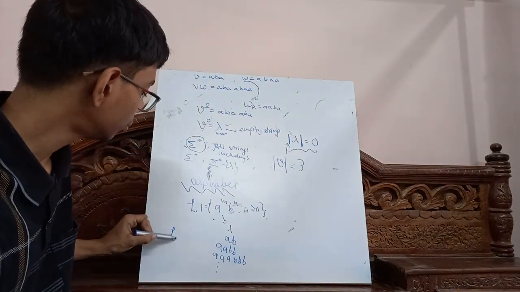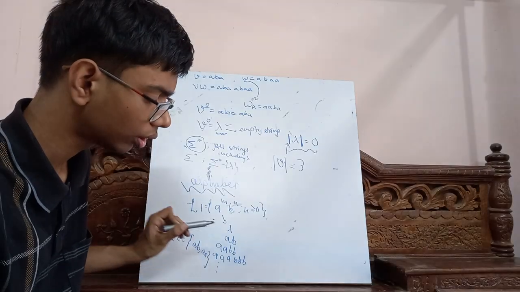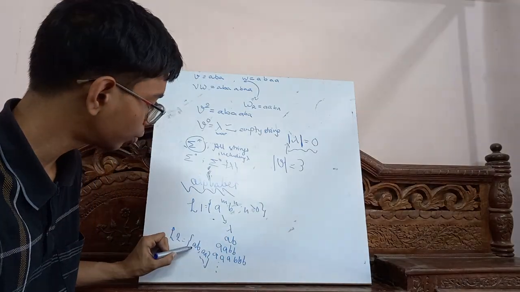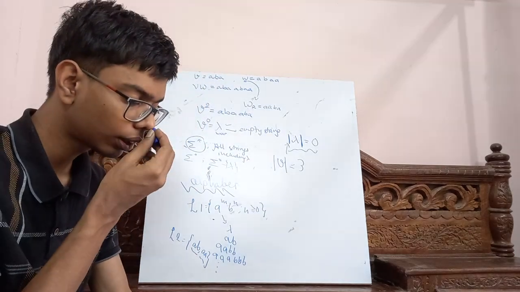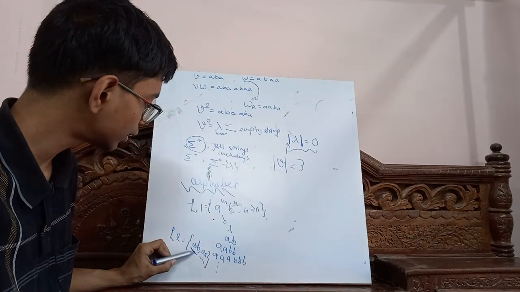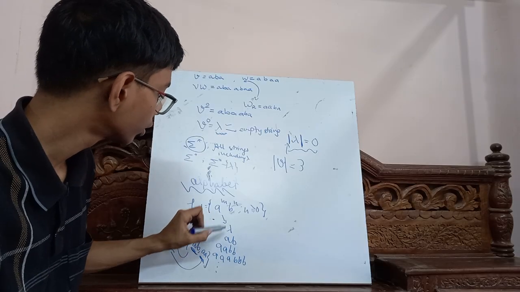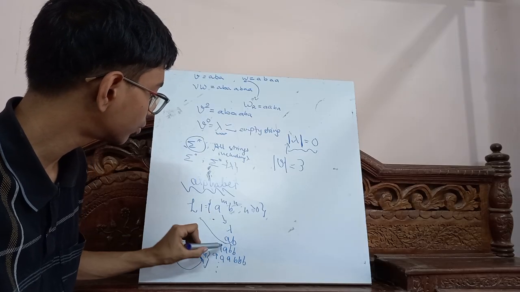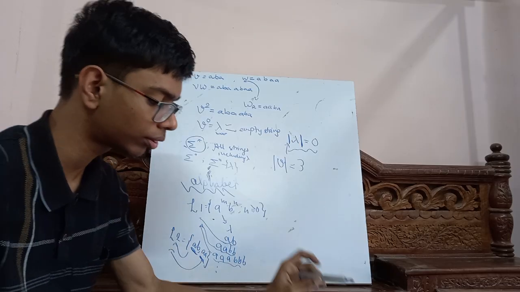Suppose there is a language L2, much simpler, just two strings: a and ab. Each string in a language is called a sentence of that language. So this is a sentence of language 2, this is a sentence of language 2, this is a sentence of language 1, this is also a sentence of language 1, and this is also a sentence of language 1.